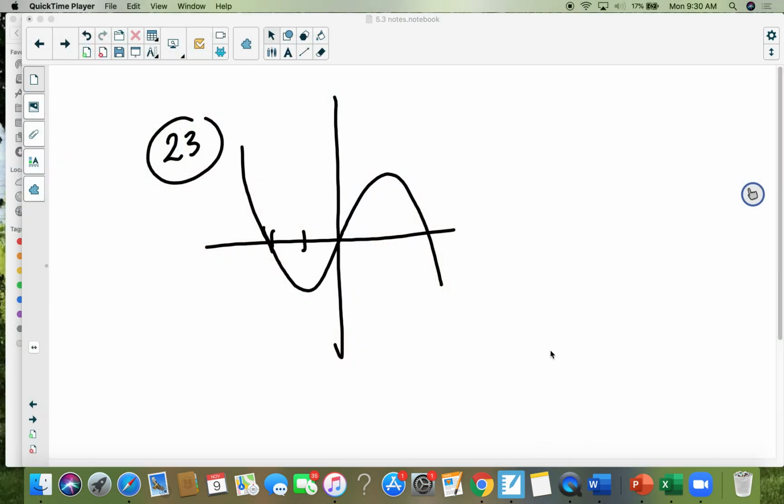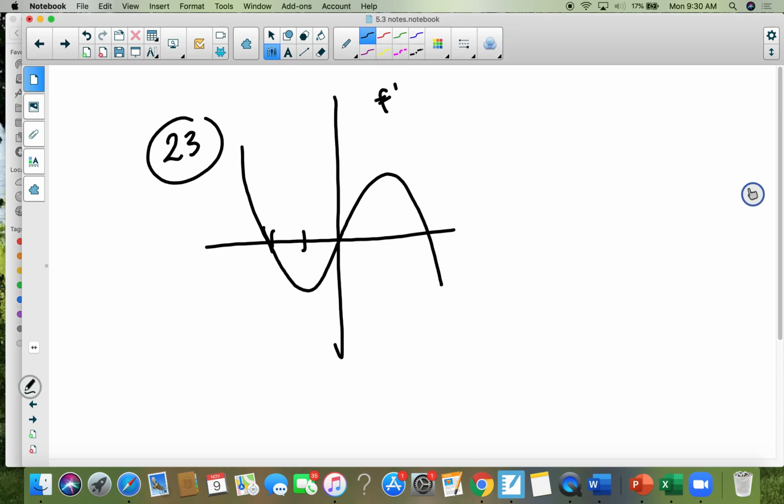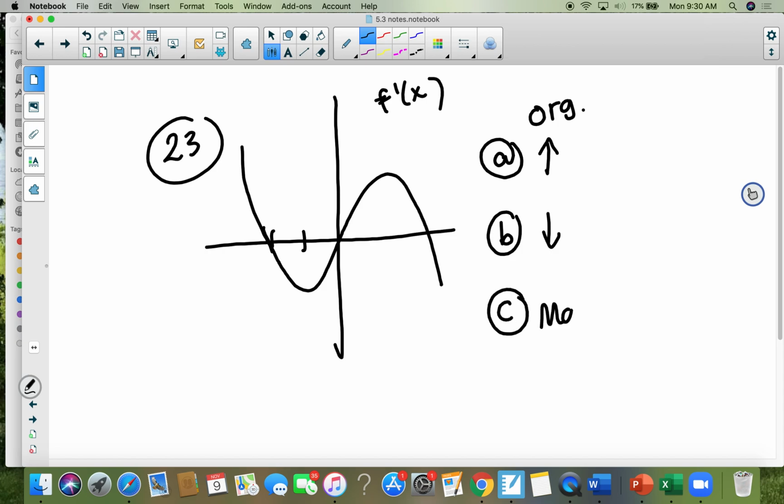There we are. Okay, so this is problem 23, and this is not f of x. This is the derivative graph. If you read the directions for 23, they want to know where the original graph is increasing for A. They want to know where the original graph is decreasing. And they want to know if there are any extreme values, is there a max, is there a min. So this is the derivative graph.